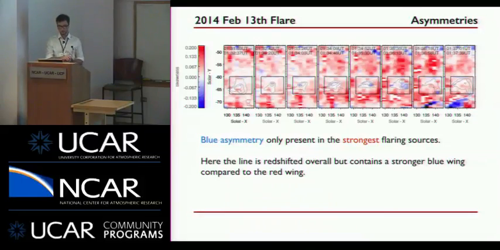The final measure was asymmetries, and so for these 3 panels here, we see a reasonably strong blue asymmetry. This is the peak of the flare, but they're only associated with the strongest flaring sources. So although we have an overall redshift in the line, so downflows, we do have a blue asymmetry. So there's some complex motions going on in this event. So this is a stronger blue wing compared to the red wing.